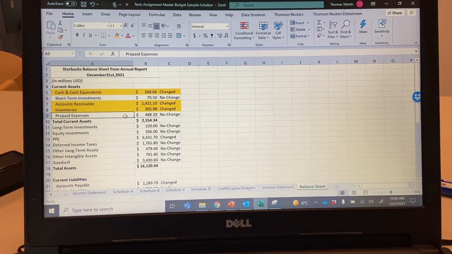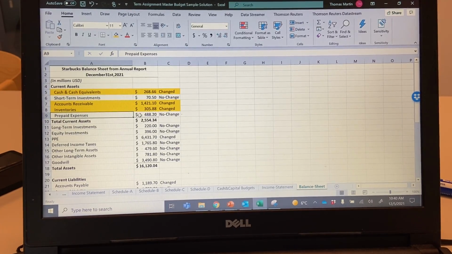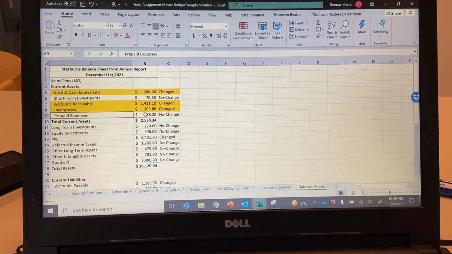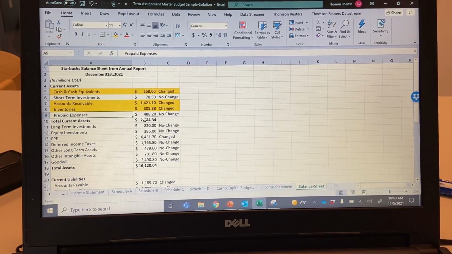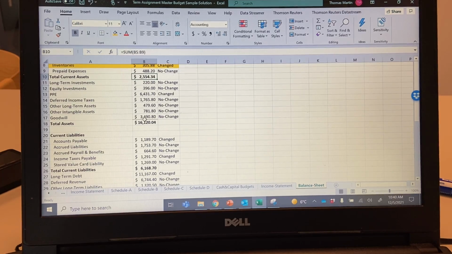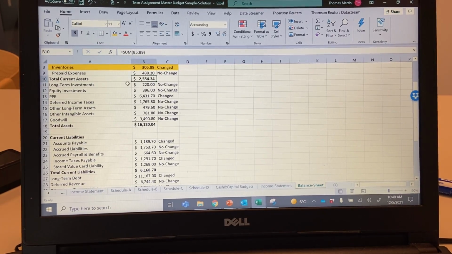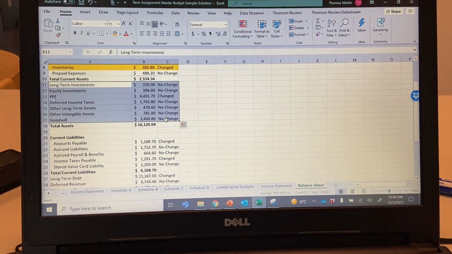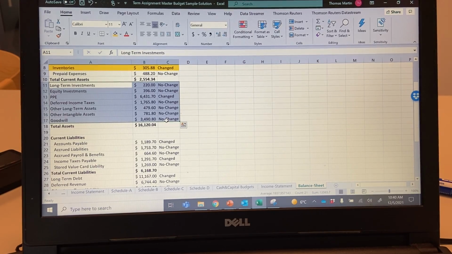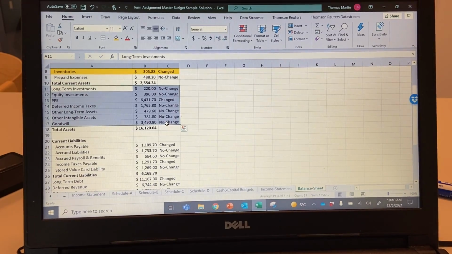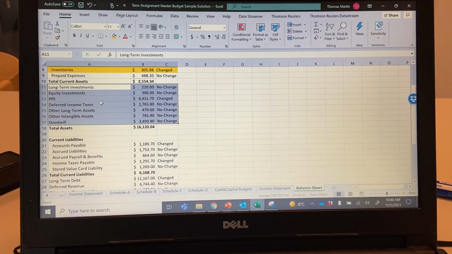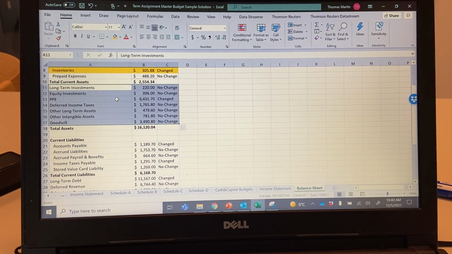Prepaid expenses, nothing changed here, okay? Again, I didn't add to this, I didn't subtract it anywhere in the budget, so that remains. So here's total current assets. We move down to long-term assets. There's not going to be much change with this section for anybody, okay? Unless you bought some new long-term assets, which some of you may have. Then you would have to insert that here in this section of your balance sheet.